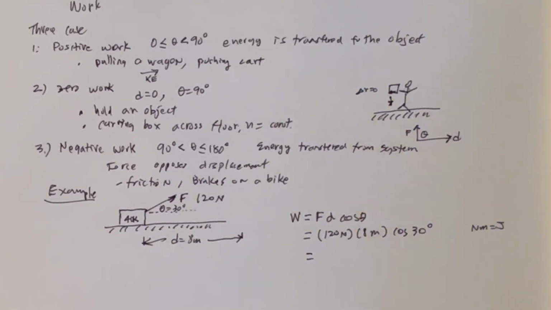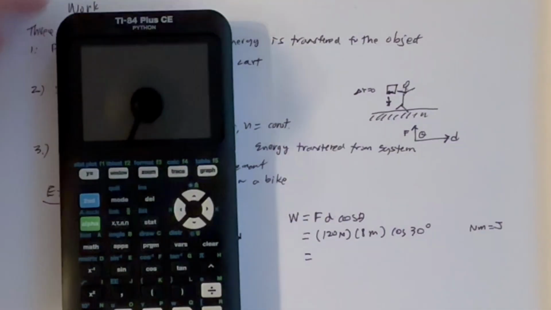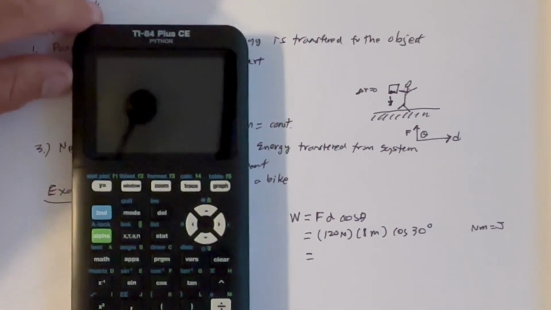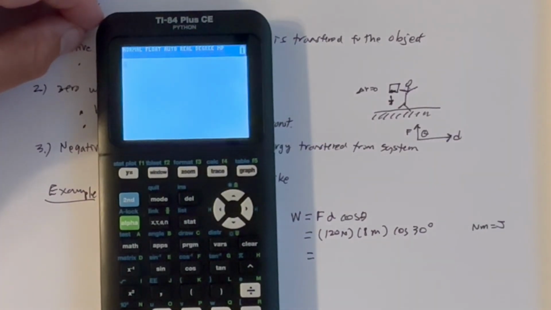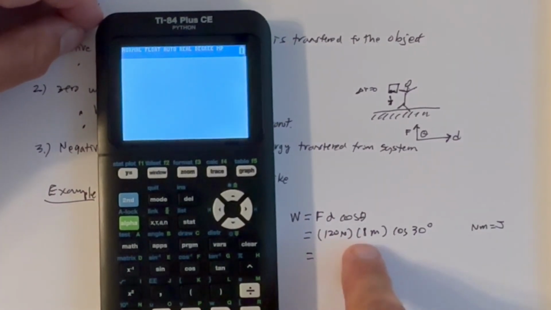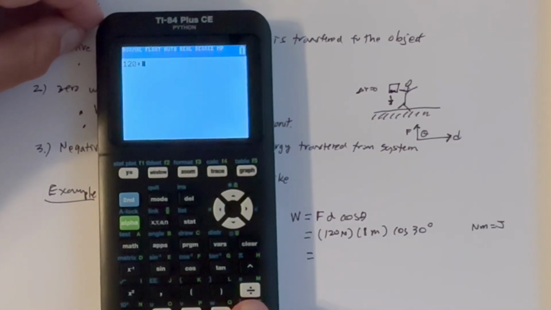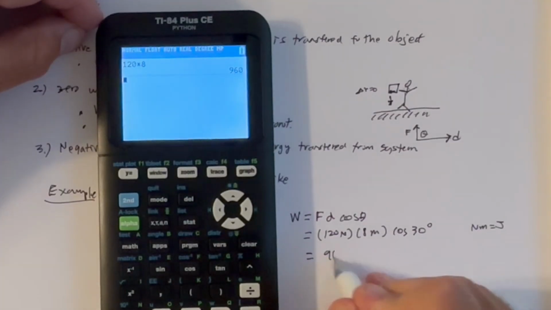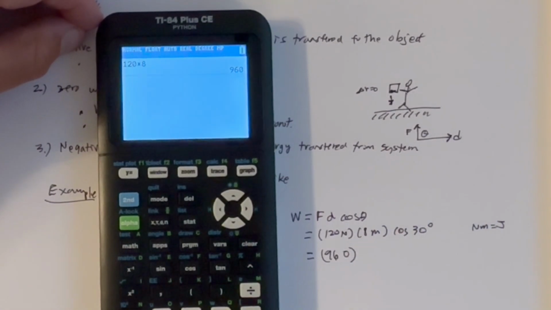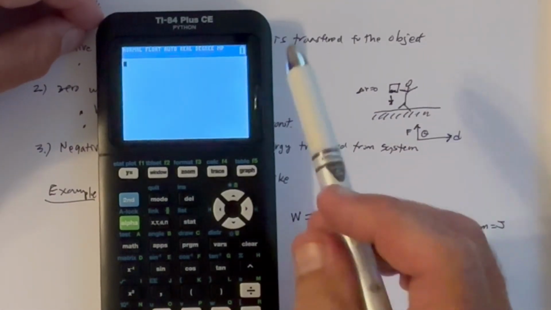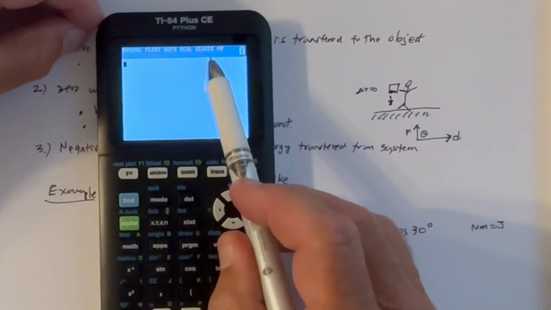Now let's put that in the calculator. Turn on my calculator, first of all. All right, so I'm going to just do this multiplication right here. I'm going to do 120 times 8, enter. That's 960. Now let's do the cosine of 30. So let's clear it. Now, cosine, we're going to do this in degrees. We need to check and make sure that that right there is in degrees.